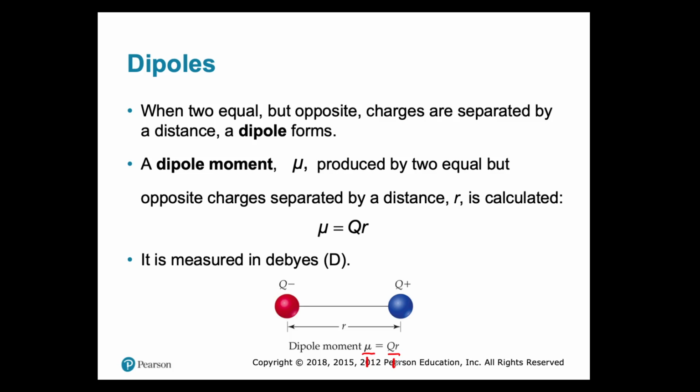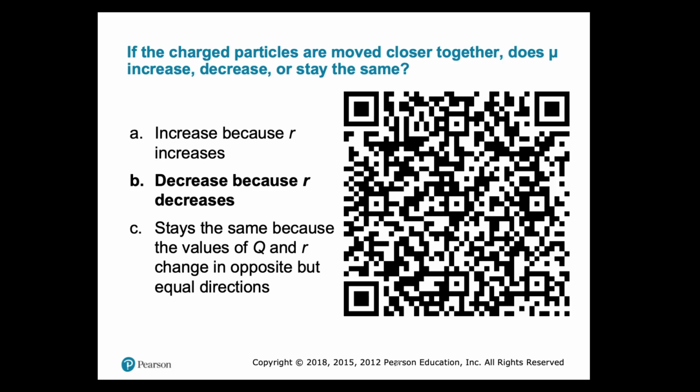If one variable is in the denominator and the other is in the numerator, it's an inverse relationship. So if you make one bigger, the other one does what? Gets smaller. That is important. You need to know that. There's a lot more math that happens in this class, so that's just scratching the surface. All right, here we go. Next question. If the charged particles are moved closer to each other, does mu increase, decrease, or stay the same?